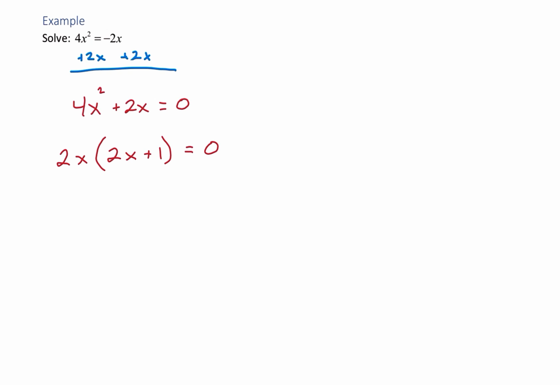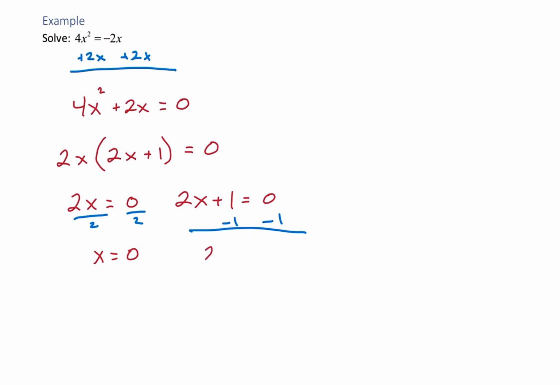Once we've factored, set each of those factors equal to 0 and solve. So on the left equation, we need to divide by 2, and we get x equals 0. On the right equation, start by subtracting 1. 2x equals -1, and then we divide by 2. x equals -1/2.